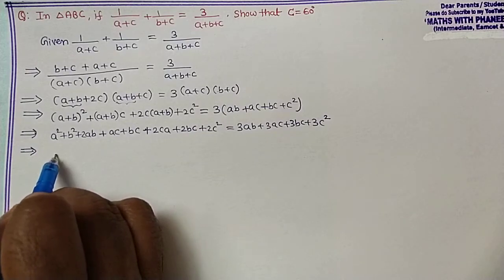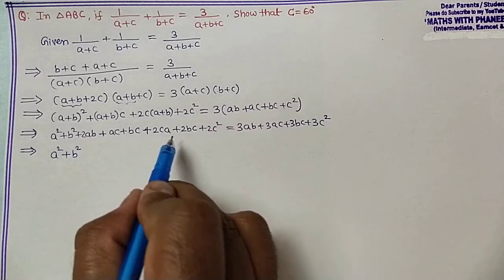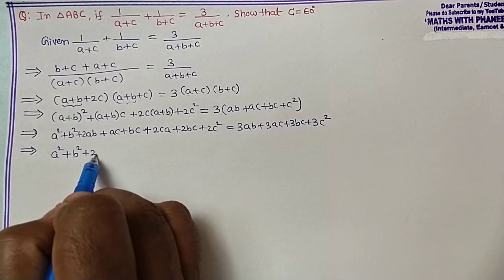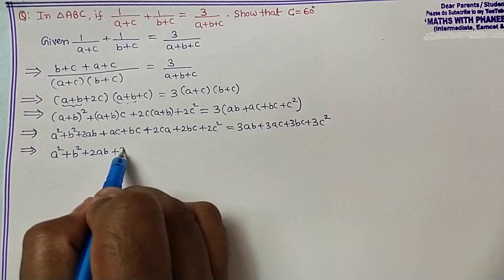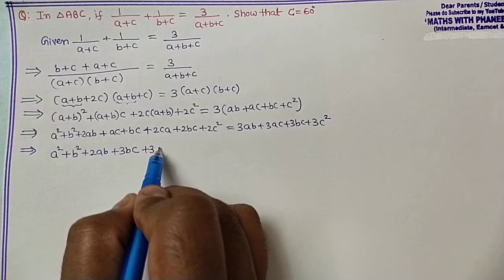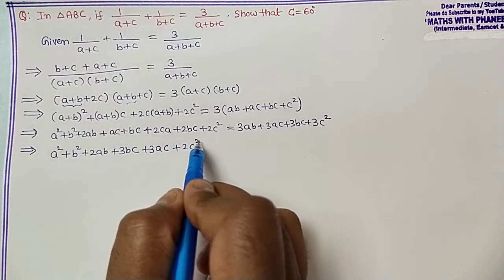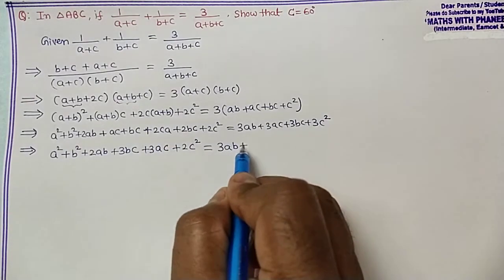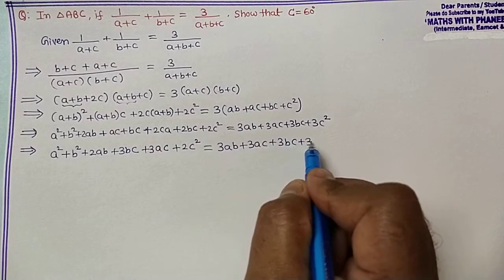Here a square plus b square. Is there any ab term here? No. So 2ab. Is there any bc term here? 2bc plus bc, 3bc. 2ca plus ac, 3ca or 3ac. After that plus c, 2c square, which is equal to 3ab plus 3ac plus 3bc plus 3c square.